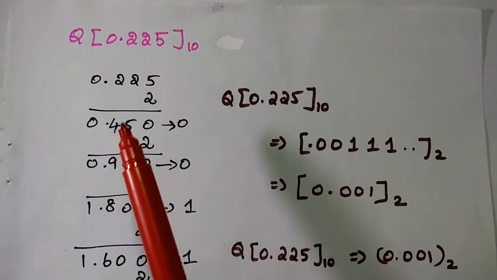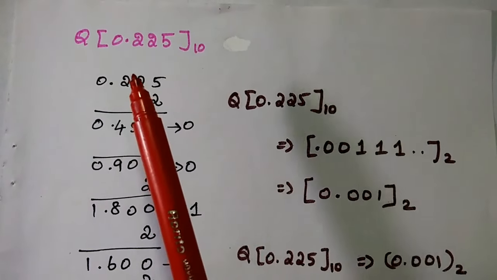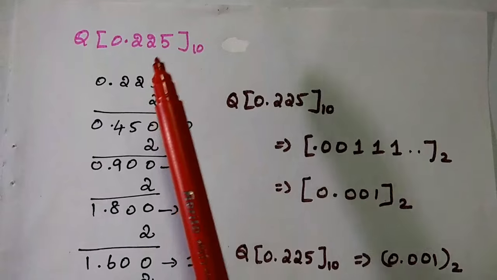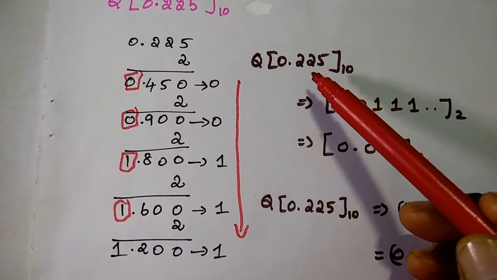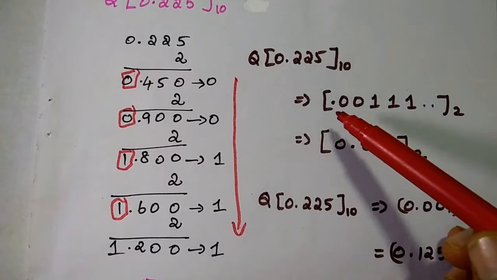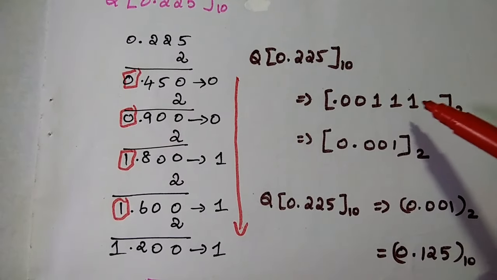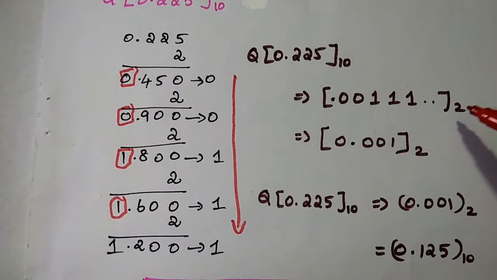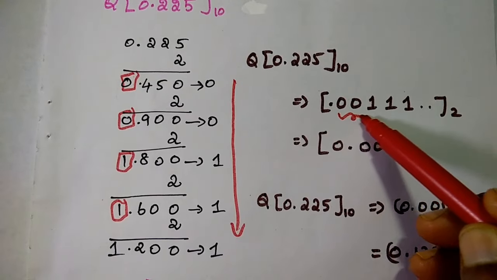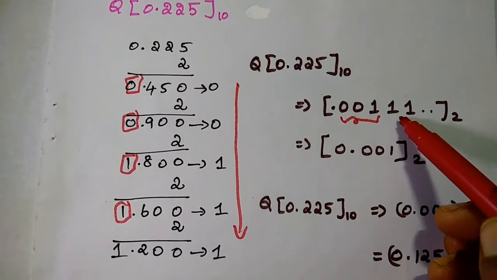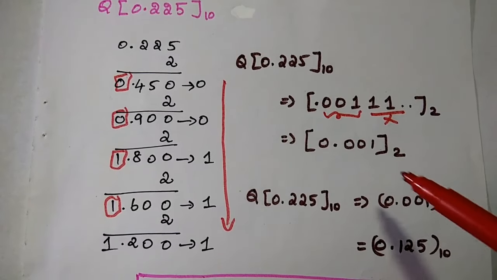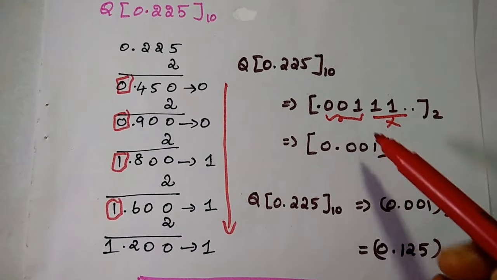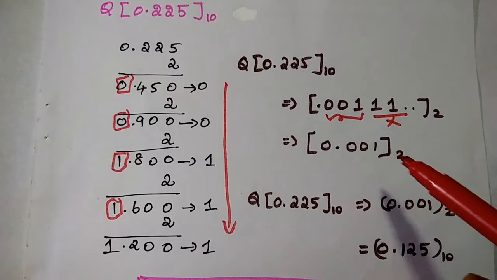Similarly, we can obtain the quantized value for this 0.225. For this decimal value, first we have to get the binary. So this 0.225 can be written as 0.00111, and it is going on. In terms of binary, we are going to take only 3 bits. So we are going to simply discard the remaining bits in the truncation method. So we can quantize this value as 0.001.